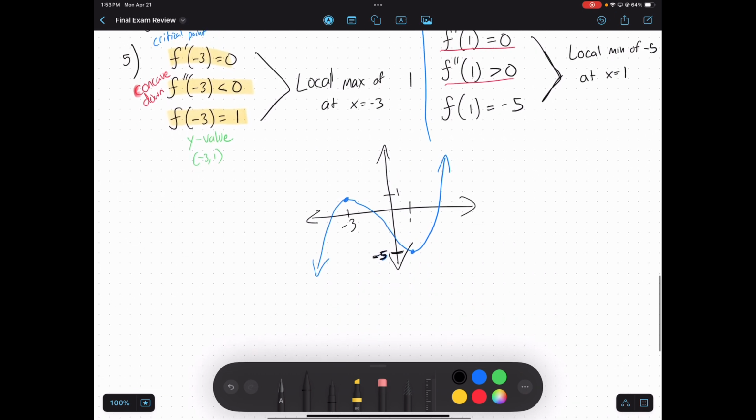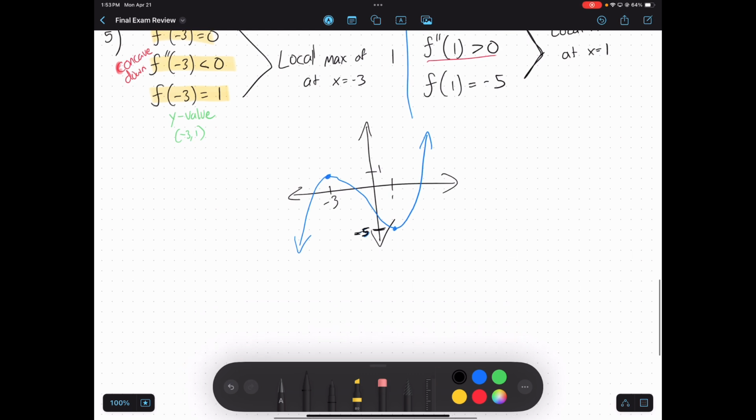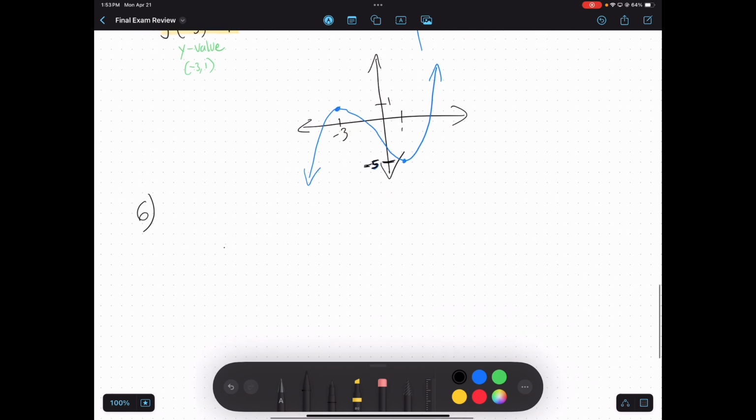Okay, so this is number 5. We're now on to chapter 2, because this one's talking about how derivatives affect the shape of the graph, which was a big thing in chapter 2. But that leads us to optimization. So 6 is where we get into our optimization problems.